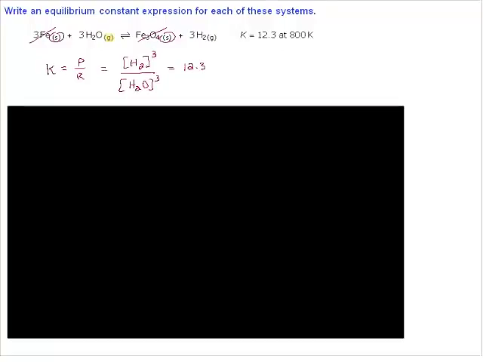Okay, so the value of K at 800 kelvins would be 12.3 for that particular reaction. Let's look at another one.